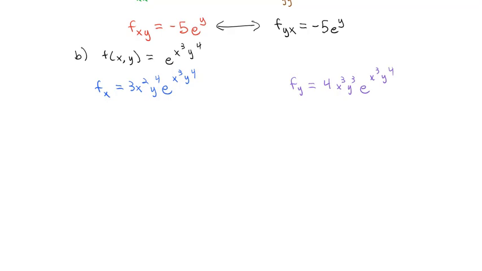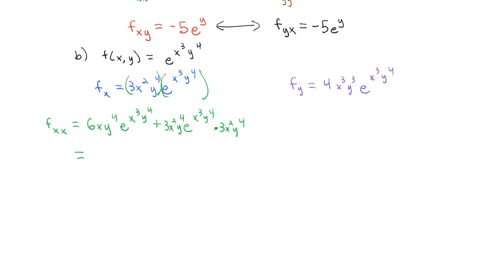Now let's go back and see if we can find the four partial derivatives. First, the xx partial derivative. As you look at the partial derivative with respect to x, you notice we have a product. Both parts multiplied together have the variable x. That makes it a product rule. So we take the derivative of the first with respect to x, that's 6xy to the fourth, times the second, e to the x cubed y to the fourth, plus the derivative of the second, which is e to the x cubed y to the fourth, times the derivative of the stuff, 3x squared y to the fourth. And we still need to multiply by the first part, which is 3x squared y to the fourth.